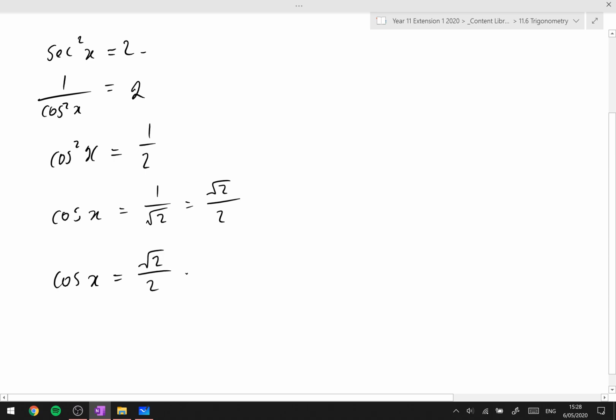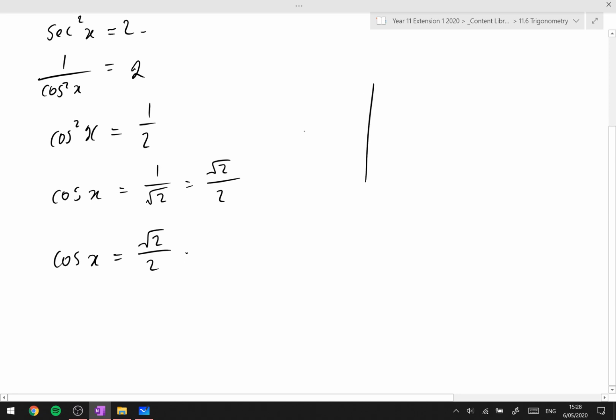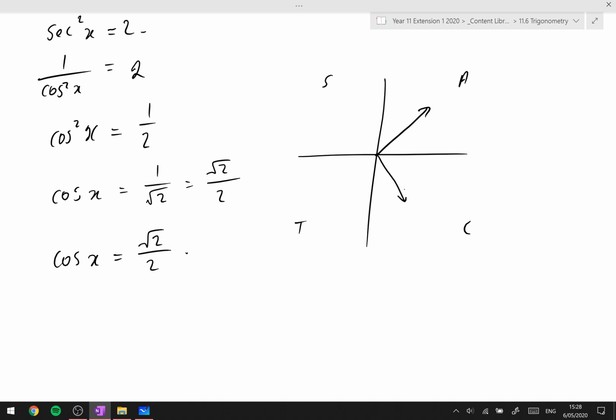Okay, so cos x is positive. Let's now draw a picture of what this might look like, starting off with my quadrant diagram. Cos x is equal to a positive number, so all stations to Coaldale. In this case, my ray could either be here or it could be here, in the areas where cosine is positive. So because cos of x is equal to a positive value, my ray could be either in A or in C.